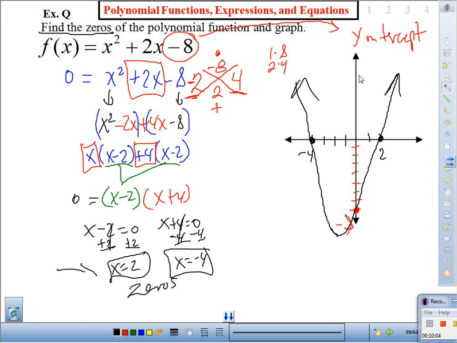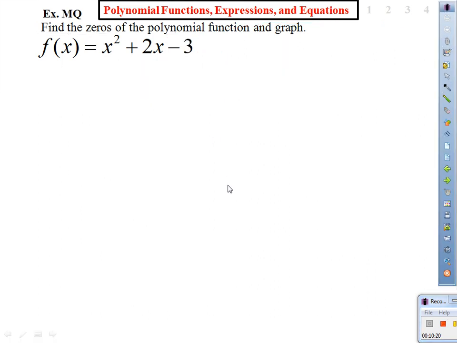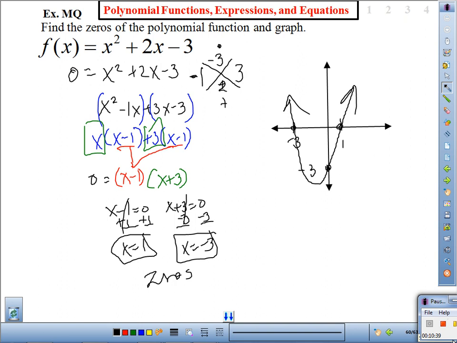All right. Copy this next one. See if you can do this next one by yourself. Example, mega Q. f of x equals x squared plus 2x minus 3. I'll give you some time. Copy and go. All right, check your work.